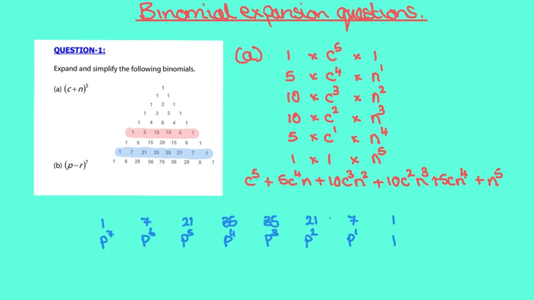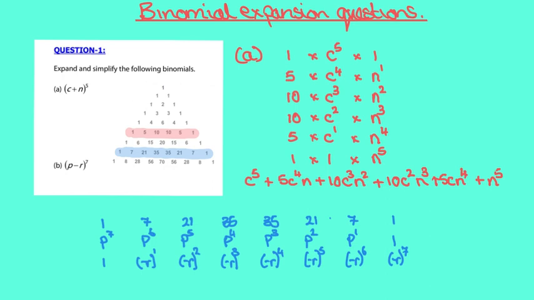Now write down the powers of minus r. So you've got minus r to the 0, which is 1. Minus r to the power of 1. Minus r squared. Minus r cubed. Minus r to the power of 4. Minus r to the power of 5. Minus r to the power of 6, minus r to the power of 7.